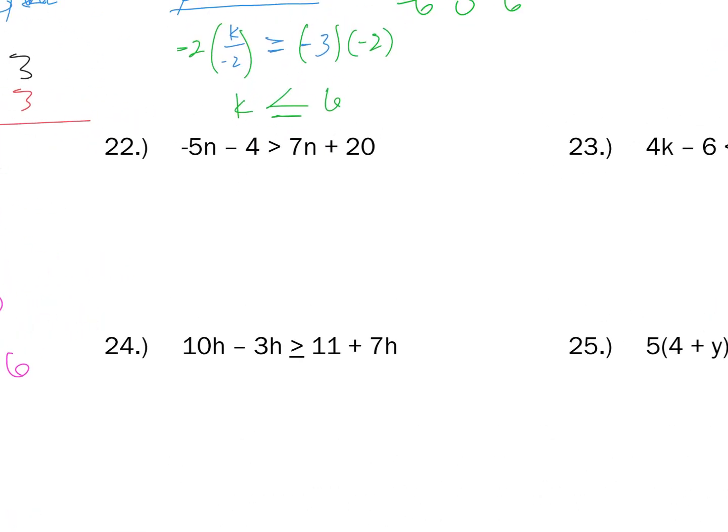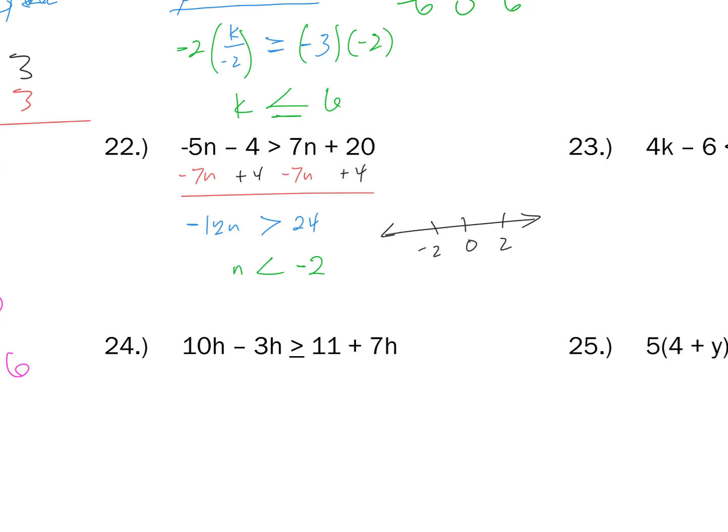22, a little bit of solving action. I'm going to add 4 to both sides. And to speed my life up, I'm going to subtract 7n at the same time. And I get -12n is greater than 24. And dividing by -12, I get n is now less than -2. Because I divided by a negative, I shall flip my inequality sign. And now I shall graph. 0, -2, 2, open dot on -2, and n is all of the numbers that are less than -2.